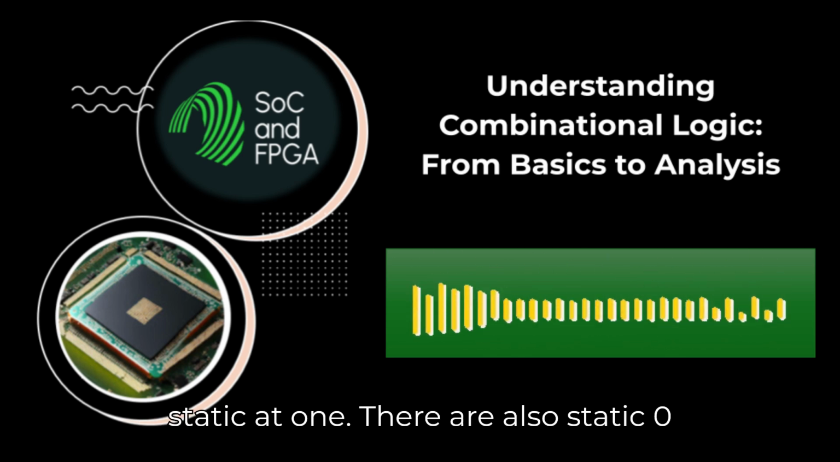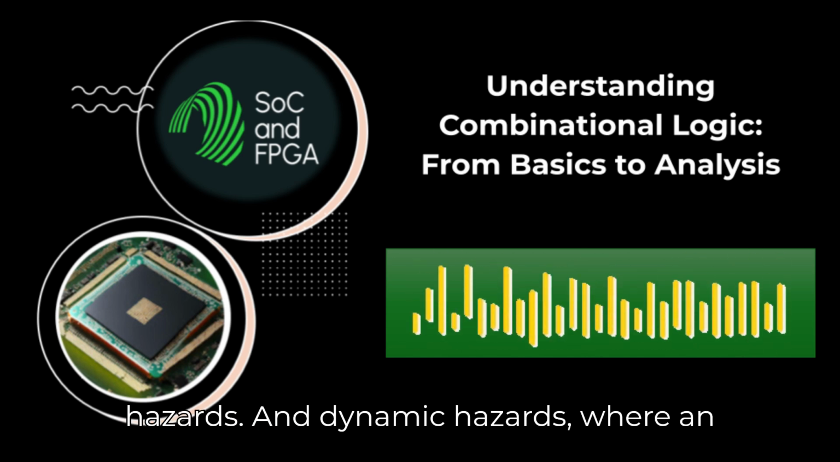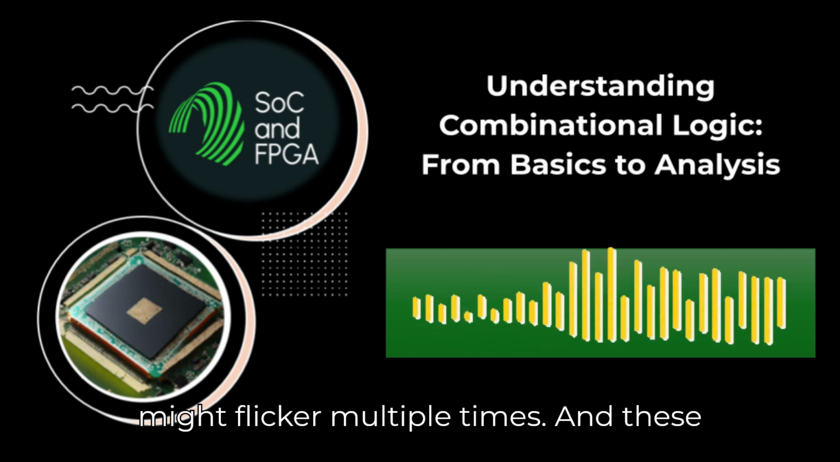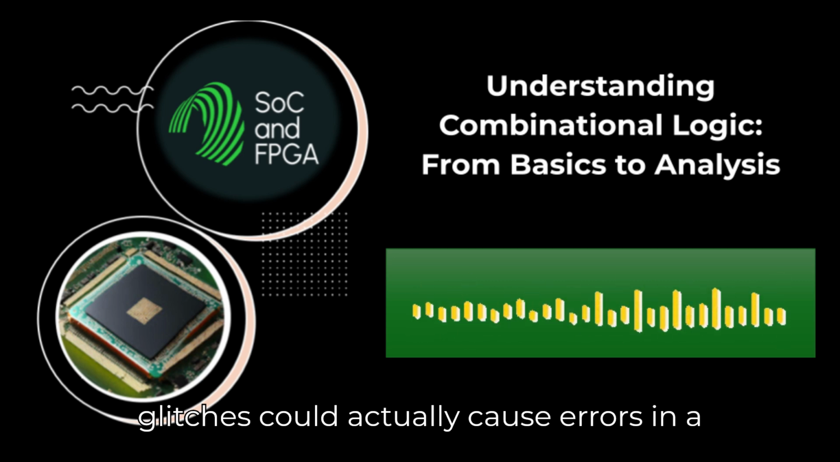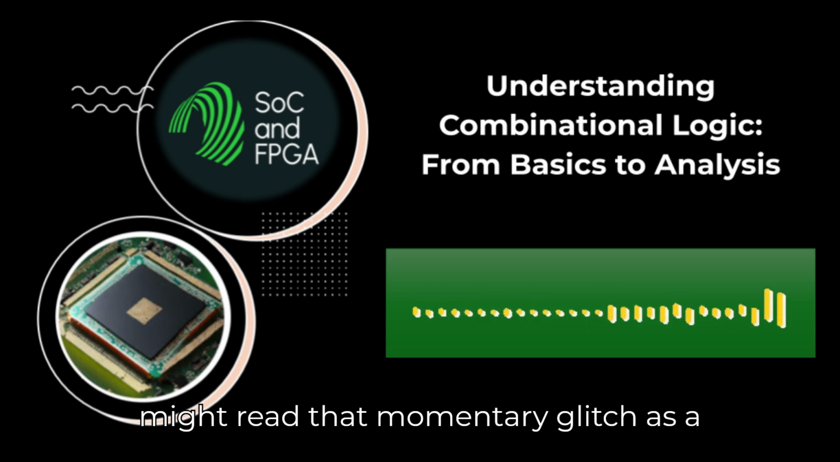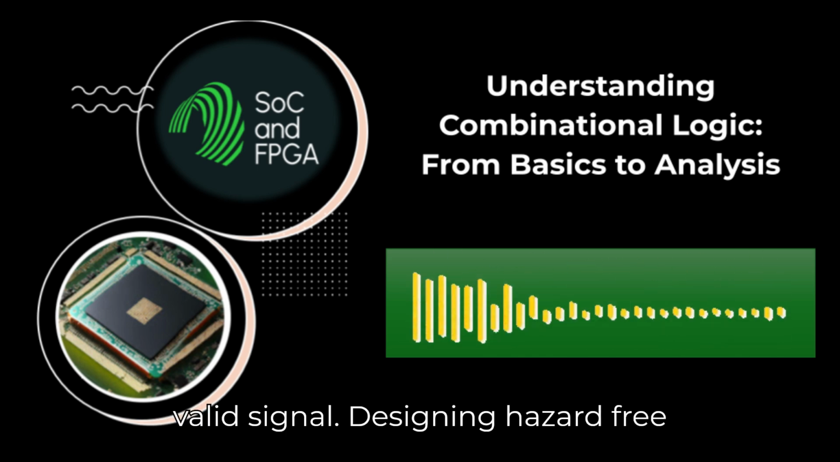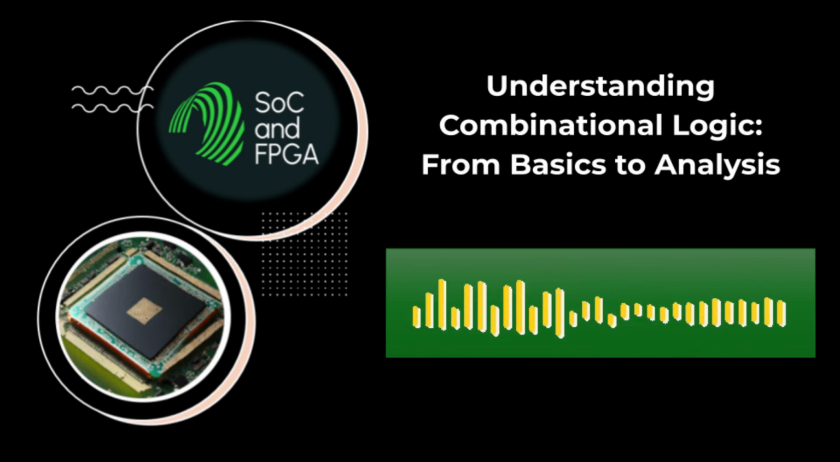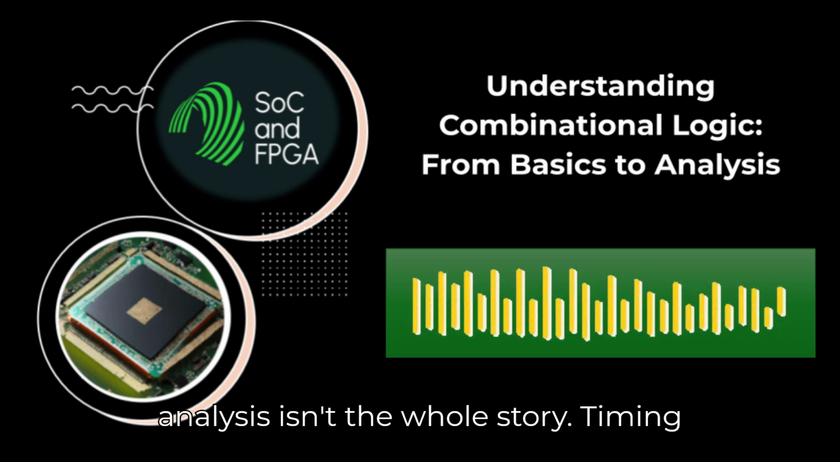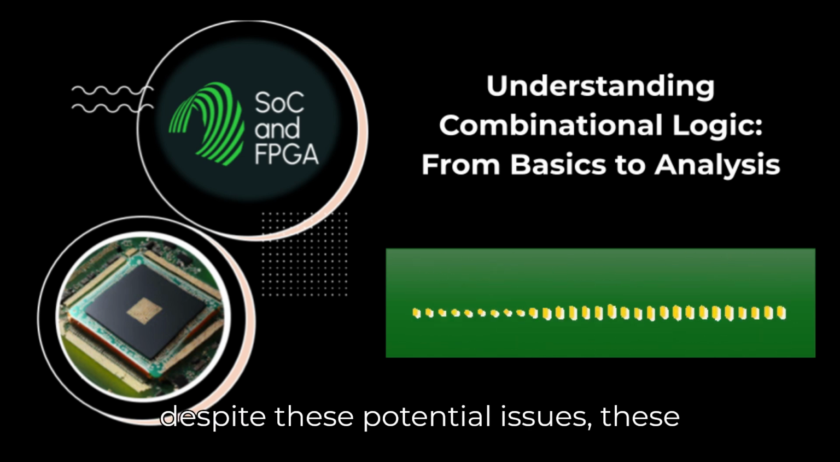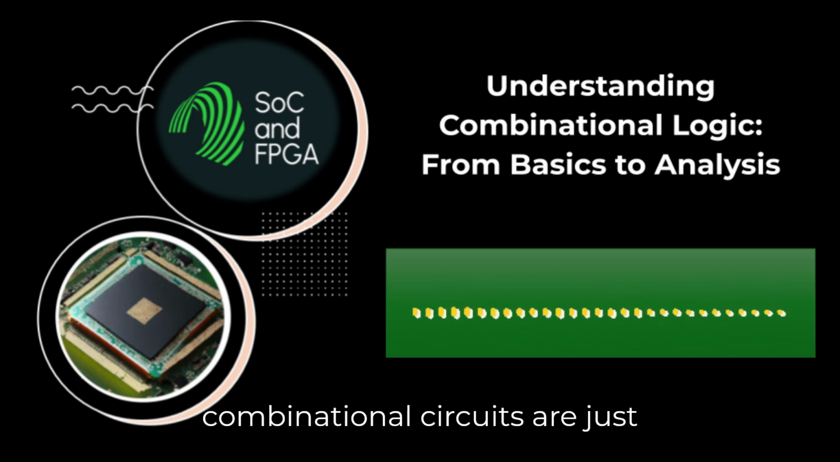There are also static 0 hazards and dynamic hazards, where an output that should change cleanly once might flicker multiple times. And these glitches could actually cause errors in a larger system. In fast systems, absolutely. A downstream circuit might read that momentary glitch as a valid signal. Designing hazard-free circuits involves more advanced techniques, often adding redundant logic, but it highlights that purely logical analysis isn't the whole story. Timing matters.